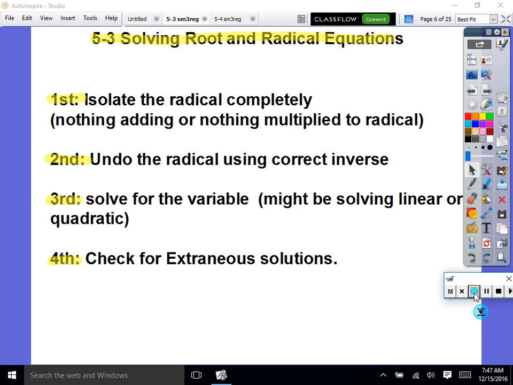Then second, we'll undo the radical using the correct inverse. So we're going to get rid of the radical. What undoes a square root? A square. What undoes a square? Square root. And then third, you're going to solve for the variable. You might be solving a linear equation or a quadratic equation at this point.